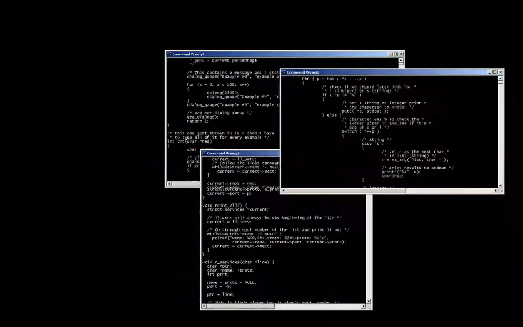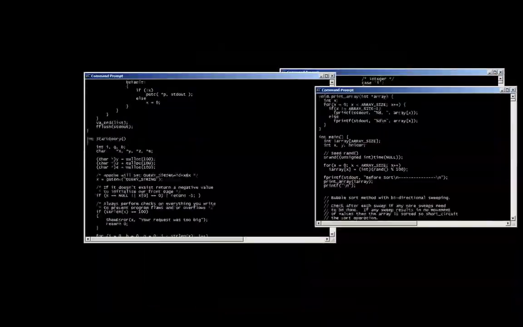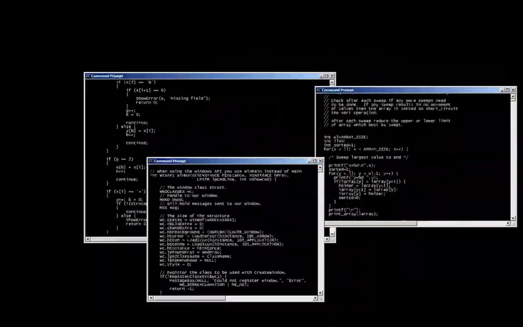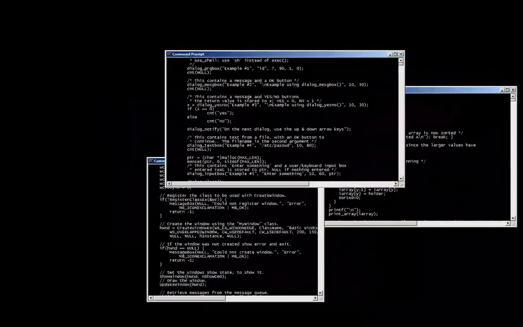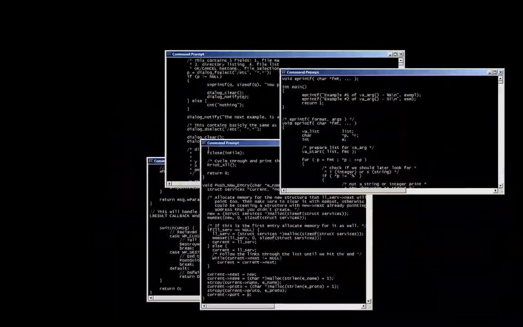2. The CPU and its components. The CPU, central processing unit, is the central component of a computer system. It performs the majority of the processing and executes instructions. The CPU consists of several essential components.